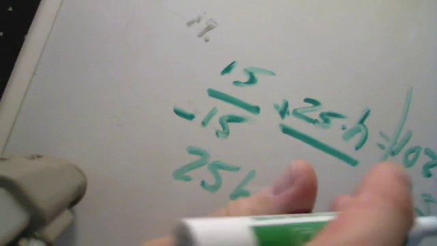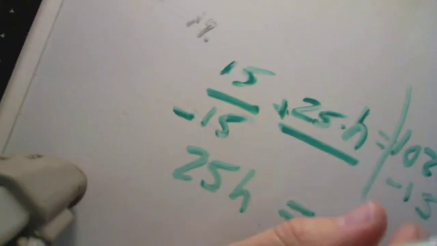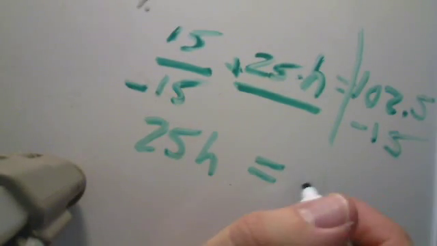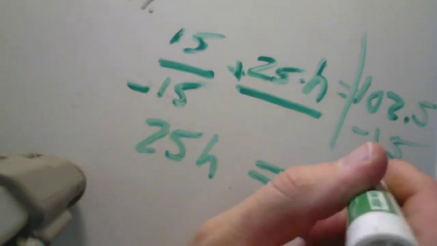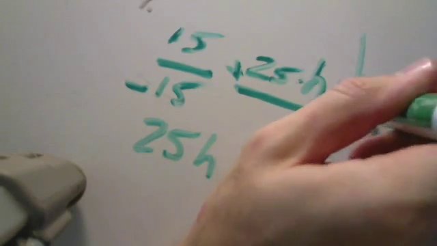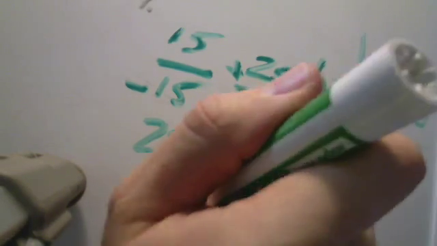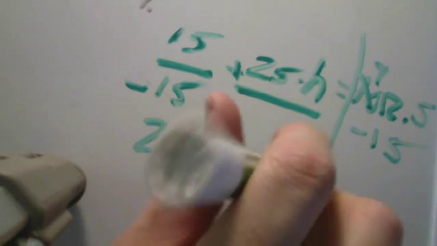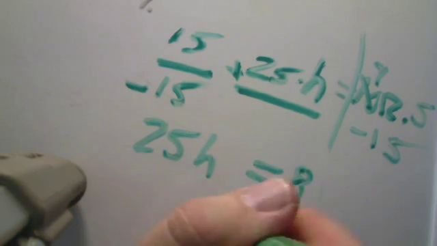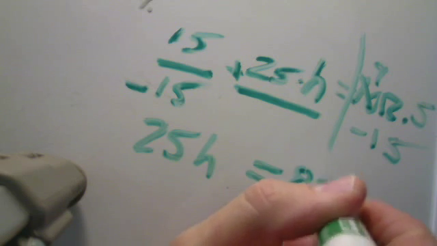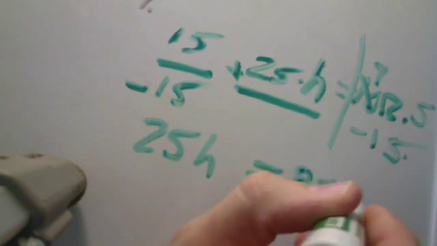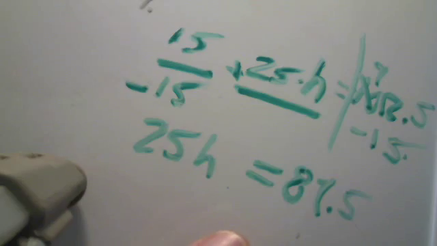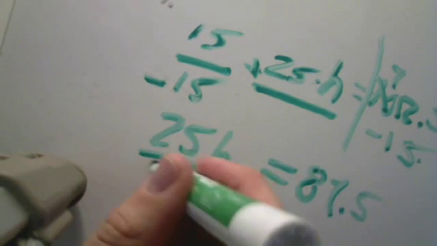25H equals 102.5 minus 15 is going to be about, let's see, borrow the 10, drop down the 2, or the 1 by the 2. So you have 9 minus 1 is 8, and 12 minus 5 is 7, and the 50 cents drops down. So it's 87.50. Now we have to get rid of the 25, so we ask ourselves, what does the 25 do to the H? The 25 is multiplying. To get rid of multiplication, we divide both sides.